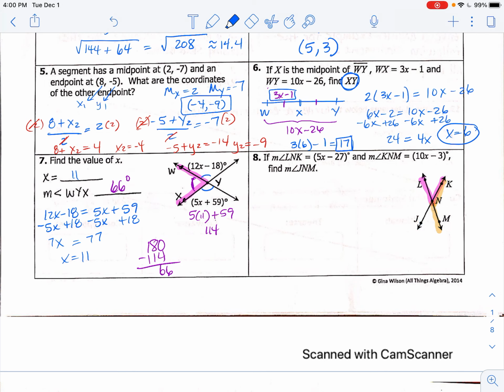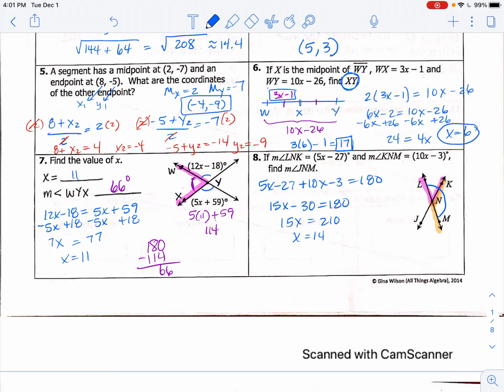All right, so first thing, I need to start with what I'm given. I'm given two angles that are supplementary. They are a linear pair. That means they add to 180. So let's add these up and set equal to 180 so that I can solve for x. So let's see, I have 15 x's and minus 30 if I combine my like terms. If I add 30 to both sides, I'll have 15x is equal to, well, I believe that's 210. 210 divided by 15 is 14.